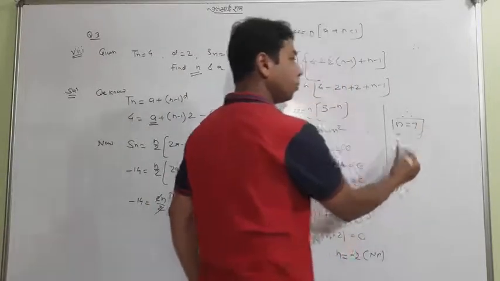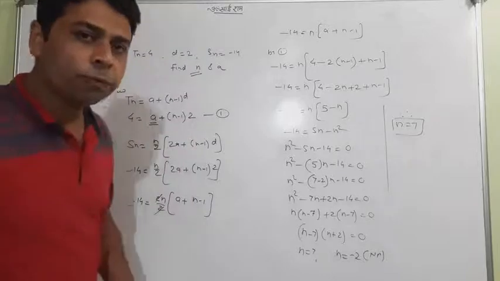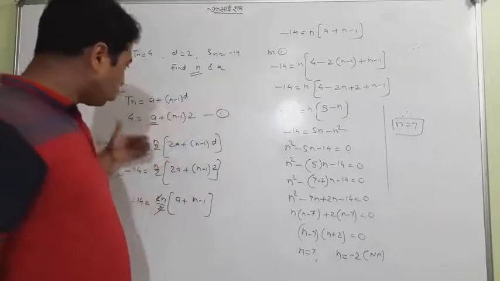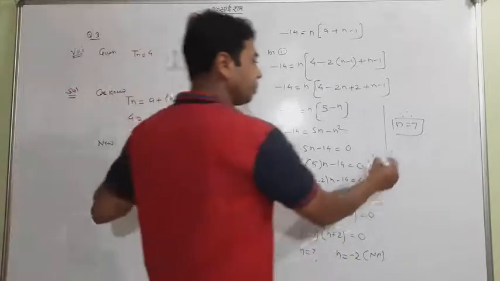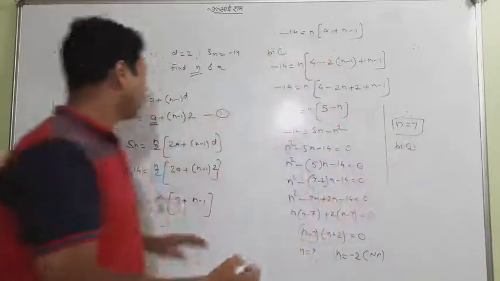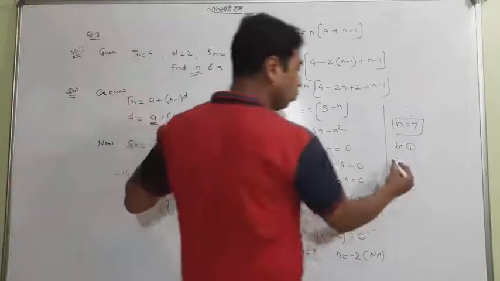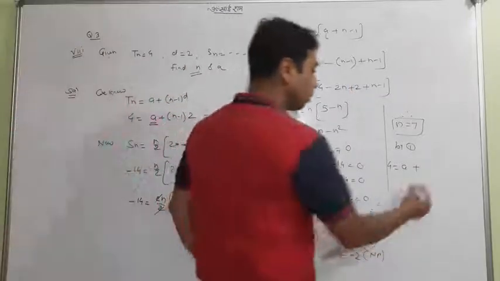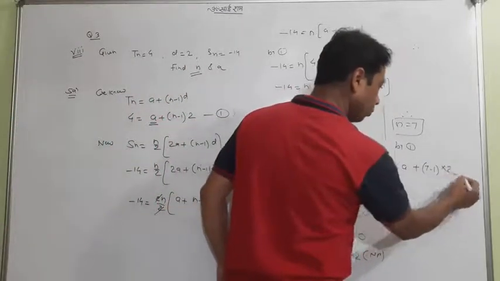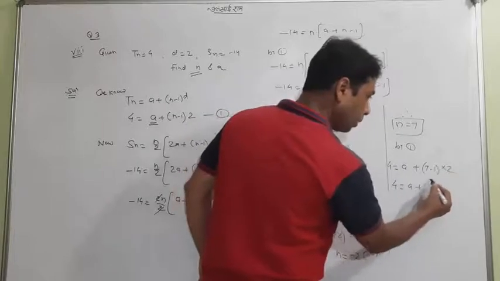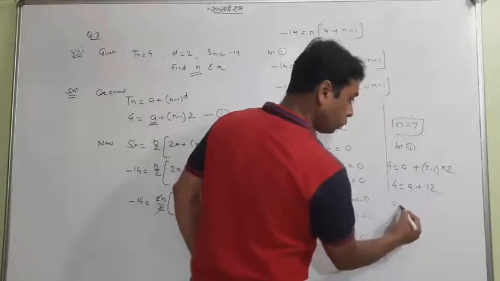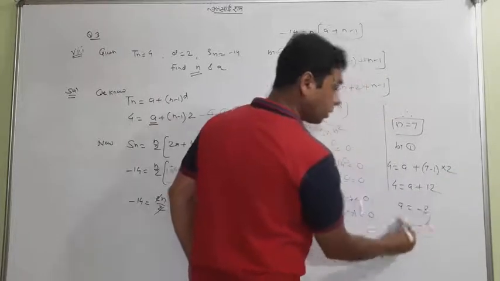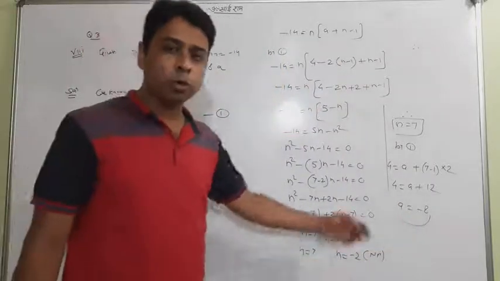This is the number of terms. Now we want to find the value of a also. So choose a suitable equation. Put n equal to 7 here: 4 equal to a plus (7 minus 1) into 2. 4 equal to a plus 12. So a equal to 4 minus 12, which is minus 8. You got n equal to 7, you got a equal to minus 8.